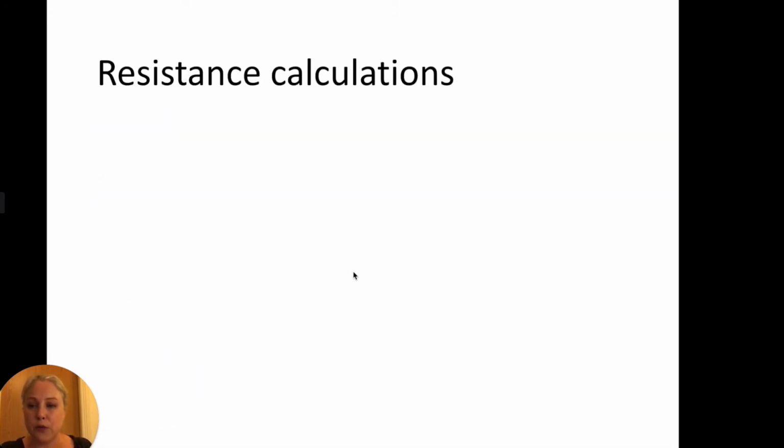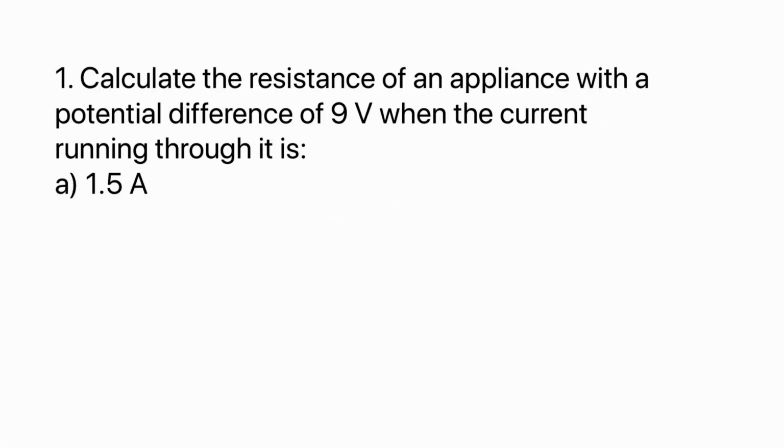Okay, so we're going to have a go at some more resistance calculations now. Here are some examples of calculations involving resistance, potential difference and current. I'm just going to show you some examples and work through how to calculate the answer. The first question is: calculate the resistance of an appliance with a potential difference of 9 volts when the current running through it is 1.5 amps.